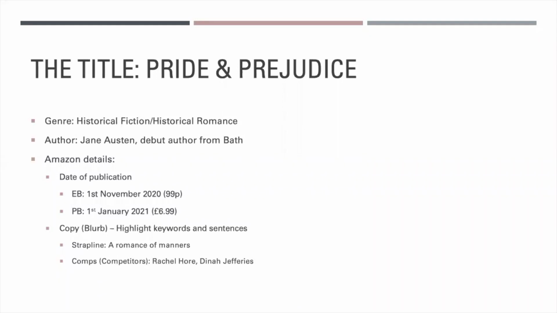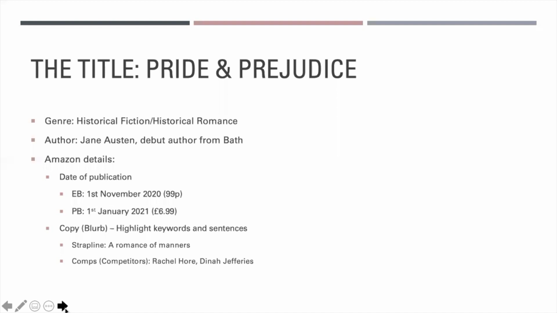The other place to look for competitors is actually in the charts themselves. So if in this case it's in the historical fiction chart, click on that and you can have a look in the top 100, see which books are selling. Again, maybe go back and look at their campaigns, look at their keywords, look at their comps. It's all Amazon, really. There's so much information, it's just a bit of digging.